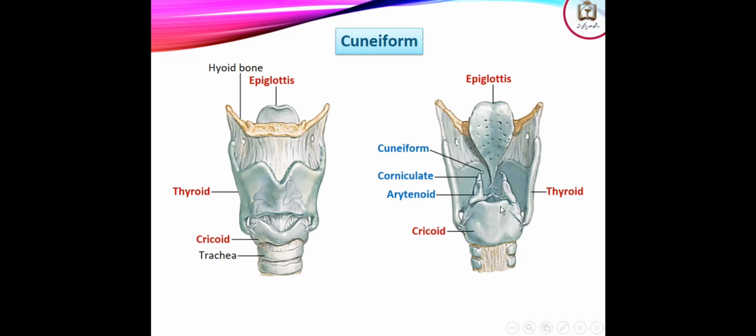And here you can see two prominences under the fold. The inferior prominence is related to the corniculate, and the superior one is related to the cuneiform cartilages. Okay, so remember that these cartilages, the corniculate and cuneiform, are located under the aryepiglottic fold.